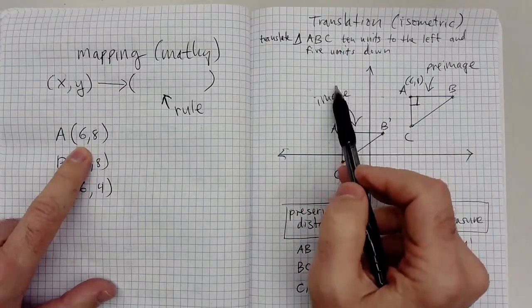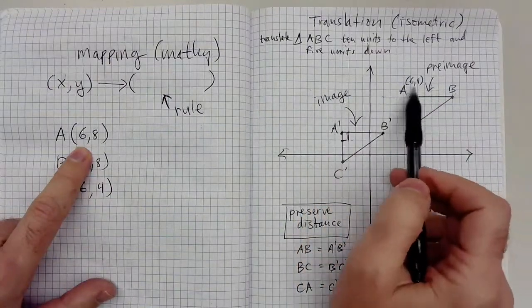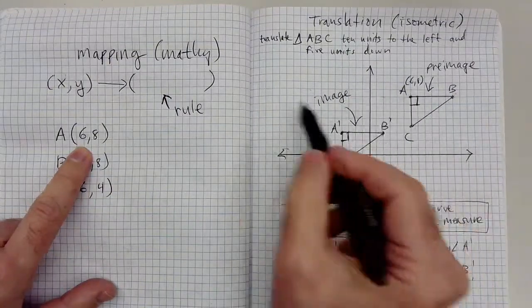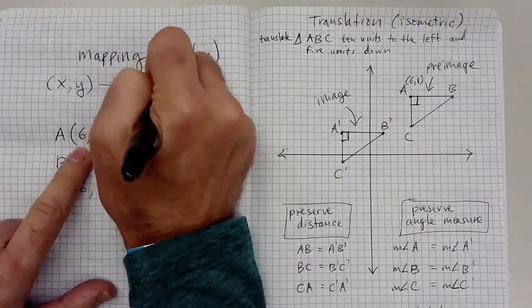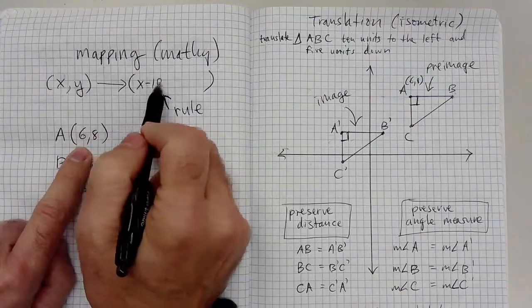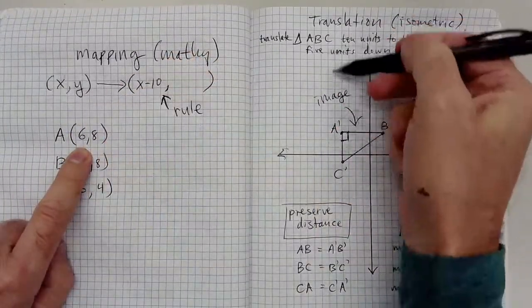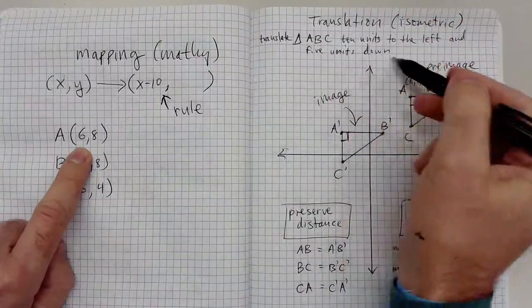Well, on a coordinate plane, moving to the left is subtraction, right? So we're going to take our x minus 10. This minus 10 means move to the left 10. For our y value, that's our vertical position, and so we're moving down 5. So we write that as y minus 5.